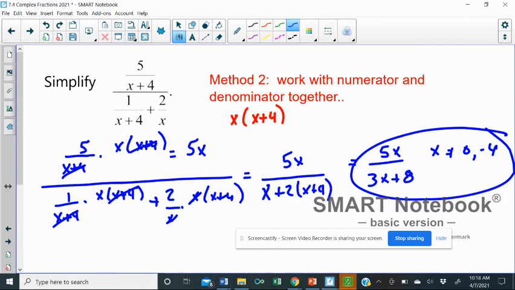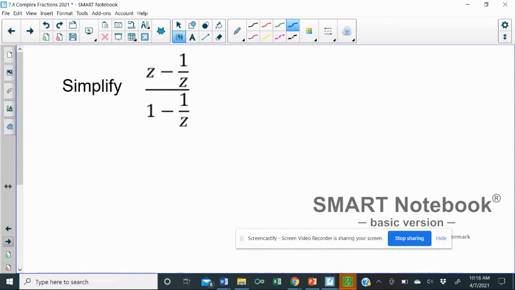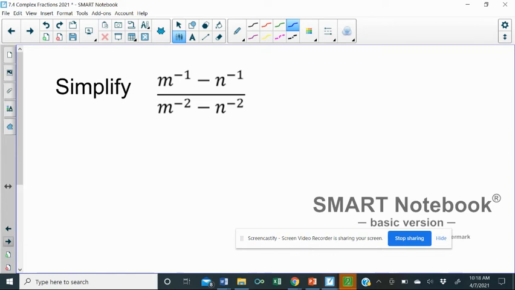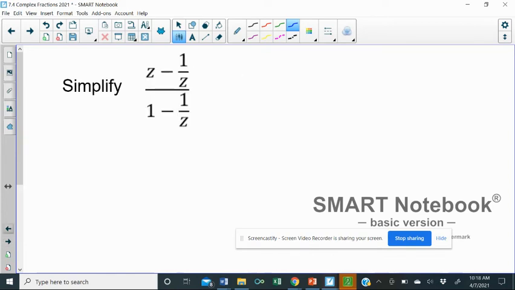All right, take a look at another one here. Let's go to this one. I'm going to put that little heart here.